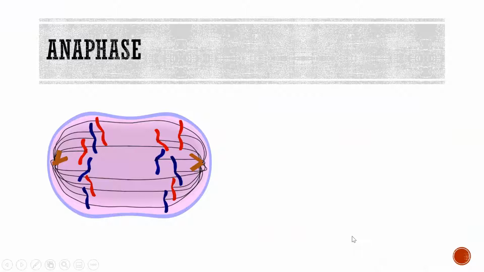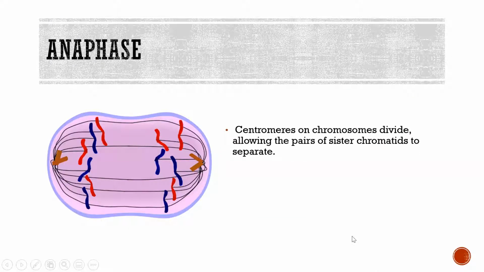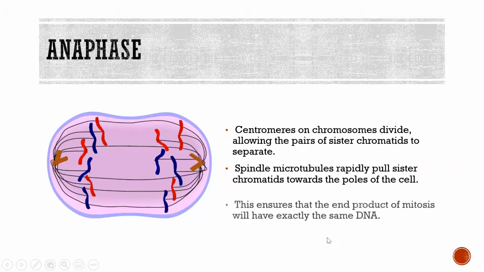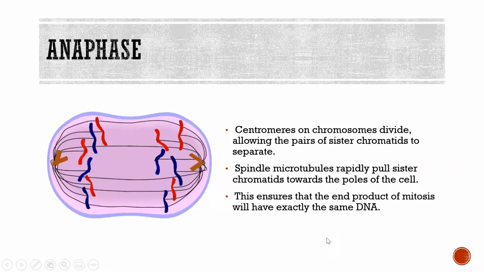And now we move on to the anaphase, where the centromeres on the chromosomes divide, allowing the pairs of sister chromatids to separate. So our chromatids have now separated apart. Spindle microtubules rapidly pull sister chromatids towards the poles of the cell, so each end of the cell. This ensures that the end product of mitosis will have exactly the same DNA.